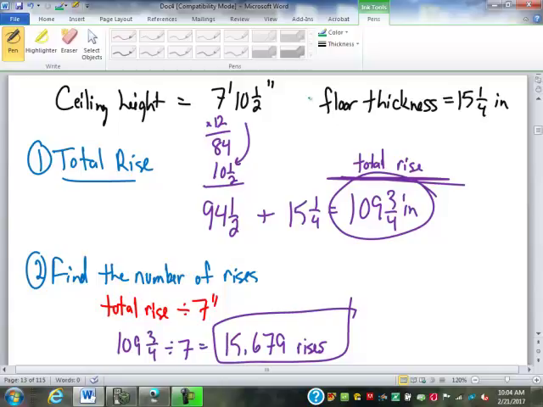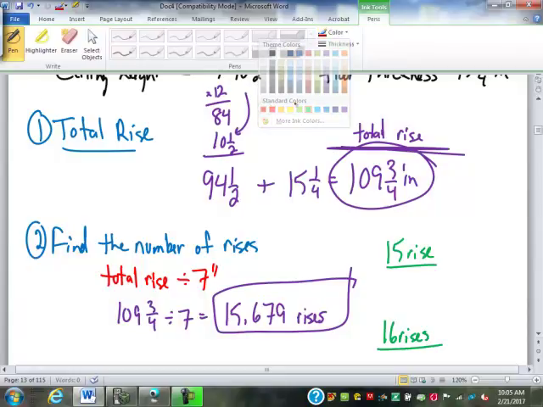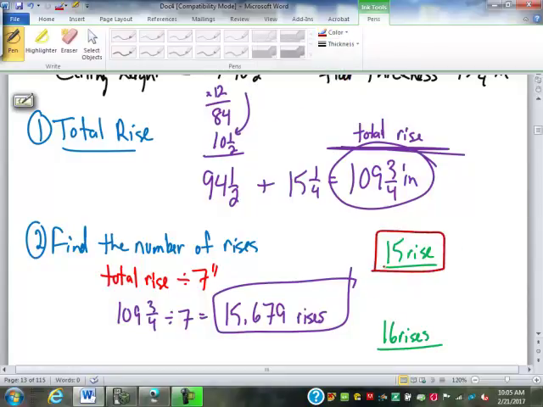So what we need to do is adjust every rise to match it. Now we need to decide, would we rather have this slightly less than 7 inches or slightly more than 7 inches? So we have two choices here. We can either go with 15 rises or we can go with 16 rises. Now, I told you that we were going to want to go slightly more than 7 inches. So for us, we would use which one? 15, right? Less rises means more unit rise.